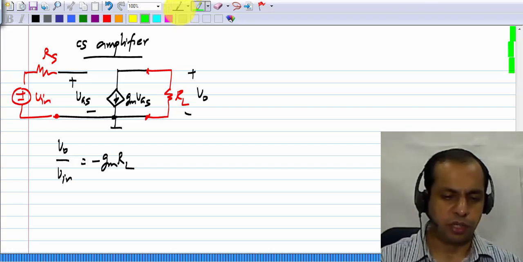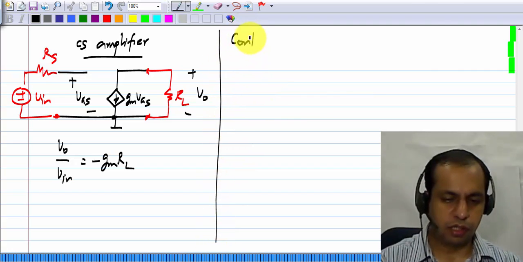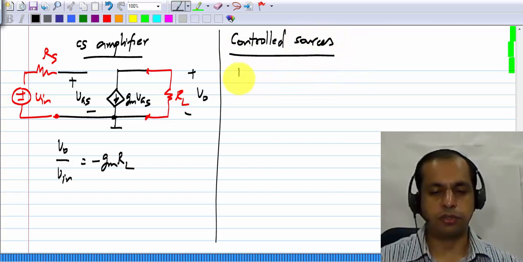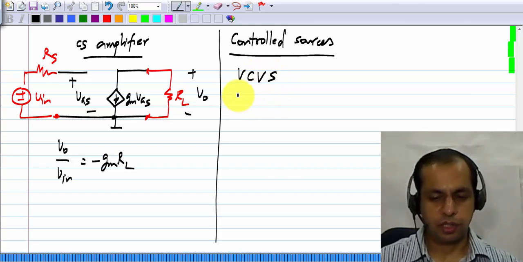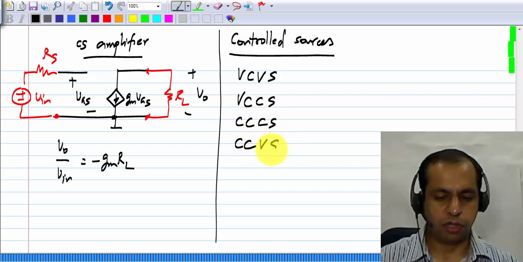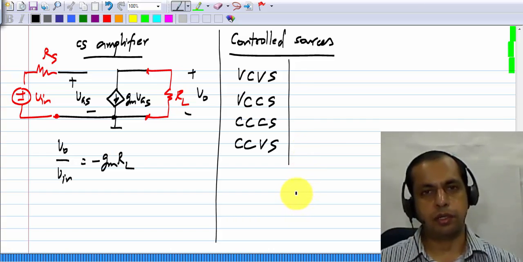Okay, so in short, we would like to realize other types of controlled sources. Okay, and the four types of controlled sources are a voltage controlled voltage source, a voltage controlled current source, a current controlled current source, and a current controlled voltage source. Okay, so all these can be realized using a MOS transistor, although the MOS by itself looks like a voltage controlled current source whose transconductance depends on its operating point.